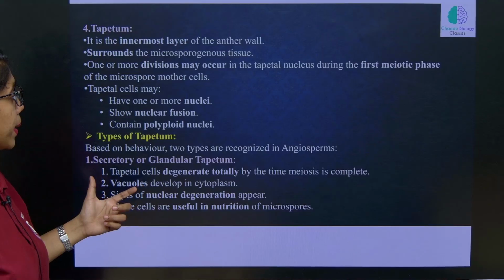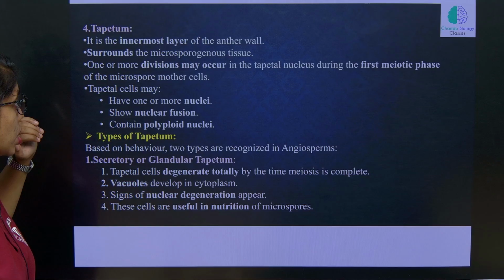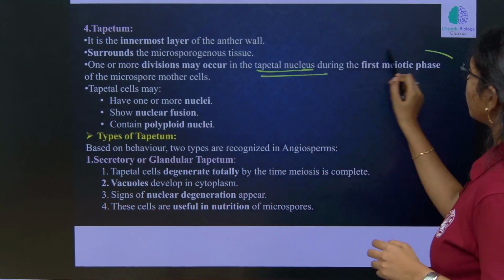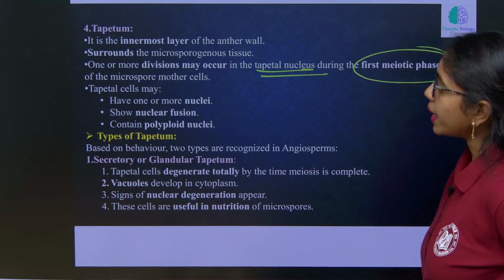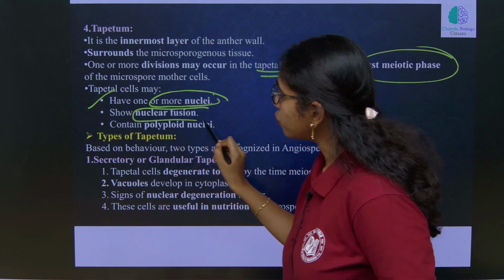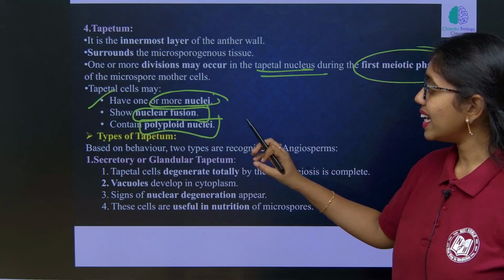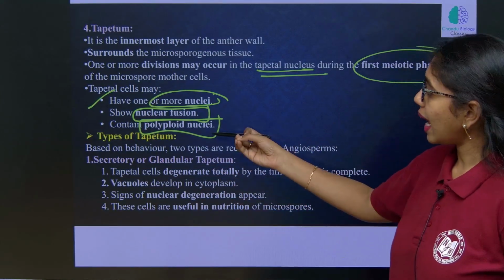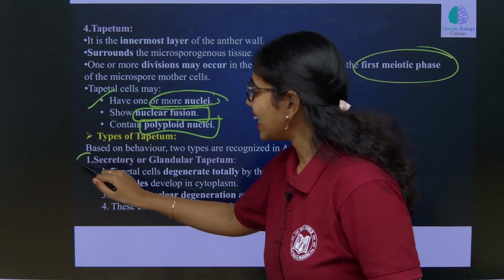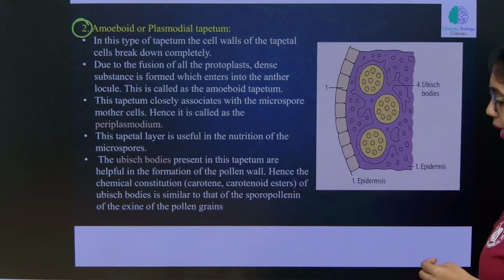Next, if you see tapetum, it is the innermost layer of the anther wall and it surrounds the microsporogenous tissue. One or more divisions may occur in the tapetal nucleus during the first meiotic phase, and tapetal cells may have one or more nuclei and show nuclear fusion. In tapetum, the nucleus is more than one per cell, so you can observe polyploid nuclei in the tapetum. We have two types of tapetum: one is secretory or glandular tapetum, the second is amoeboid or plasmodial tapetum.